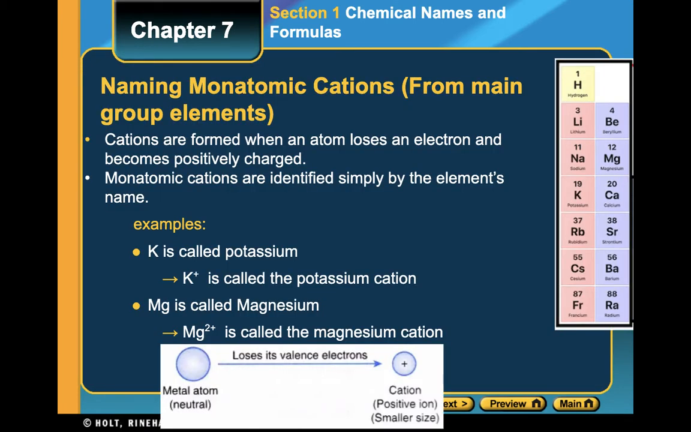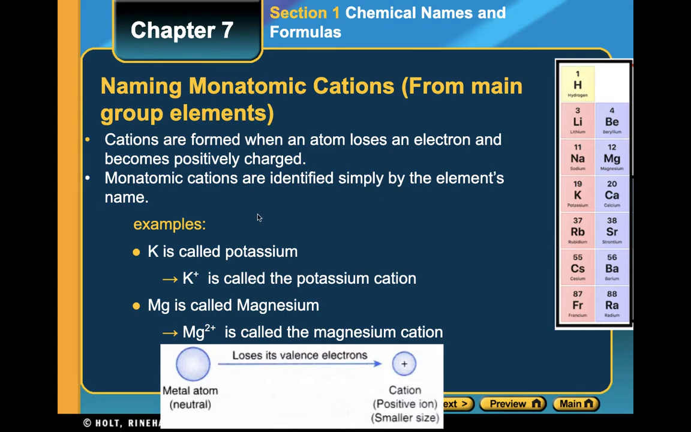All right, so now we're going to get into naming monoatomic ions. A monoatomic ion is an ion that is made up of a single type of atom. So for example, if lithium became an ion, that would be monoatomic. But when we were talking about aluminum sulfate earlier, that was not monoatomic, right? That had a lot more going on in it.